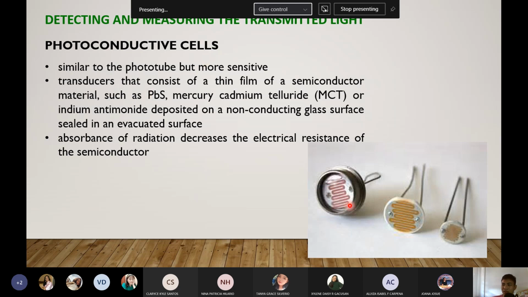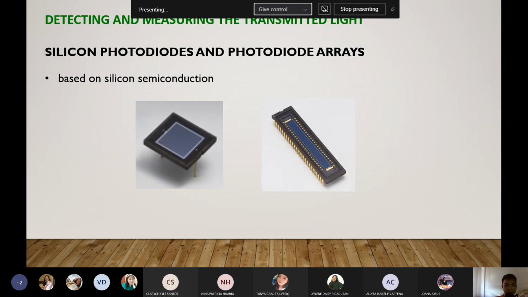But instead of using typical metals, what is used here is a film of semiconductor. So it is no longer metal, a semiconductor is used here. These are the semiconductors used in the photoconductive cell. The concept is still the same: when light hits it, the electrons move, and when the electrons move, there is a voltage reading. That is why electrochemistry is important.